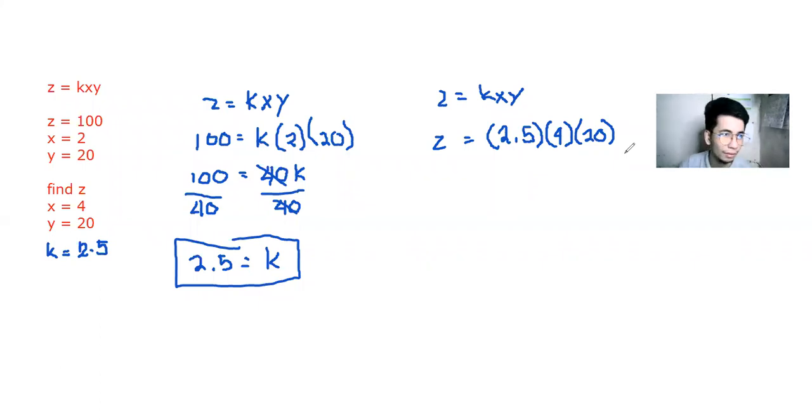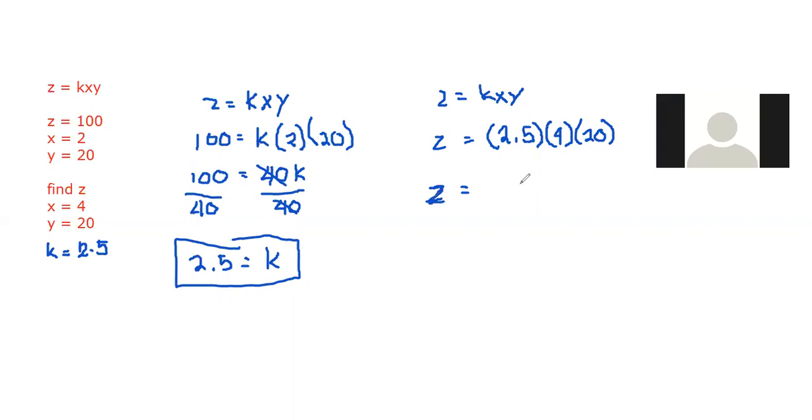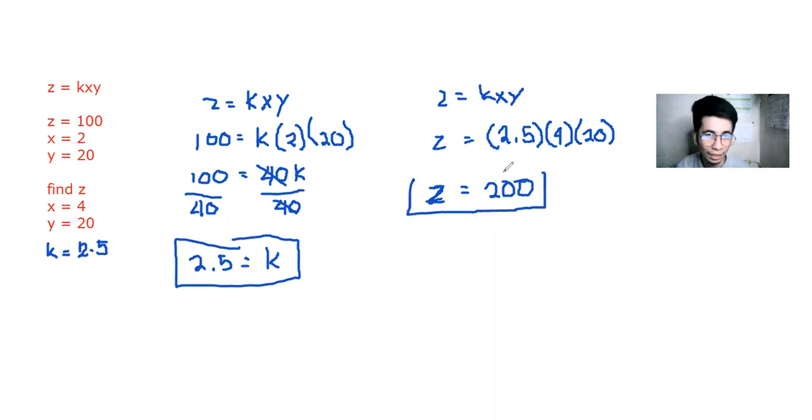Anong sagot nyo? Sure, 4 ba yun? Yes, 4. Sure, 200, 200, 100, 100, 200. Z is equals to 200. Same as mine in my calculator. Okay? So, 200 yung value ng z natin.